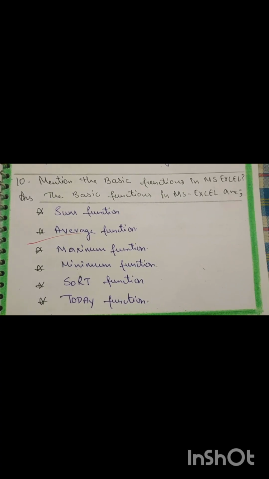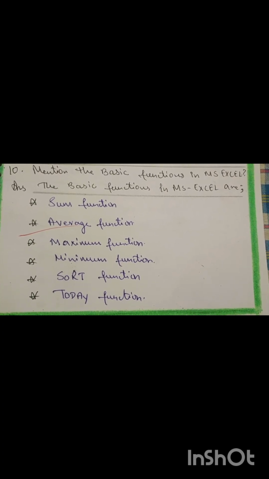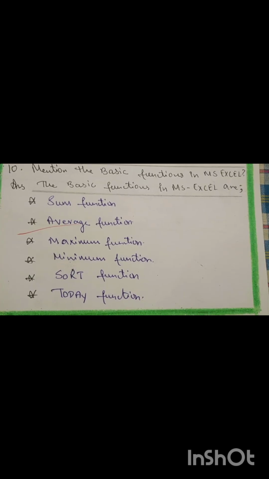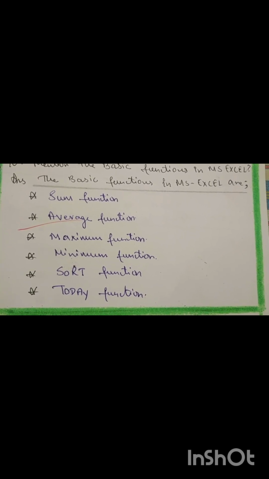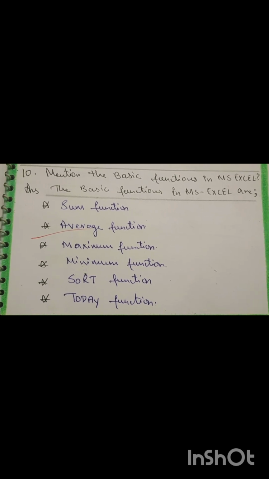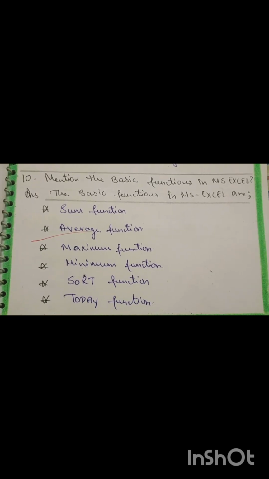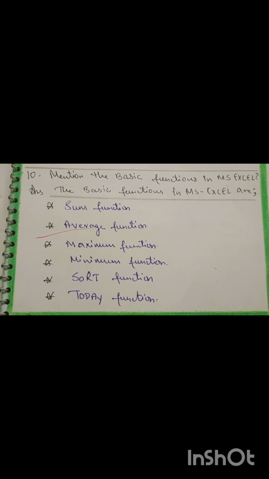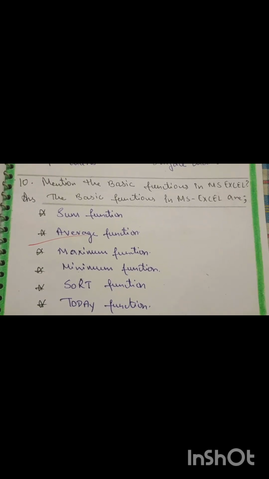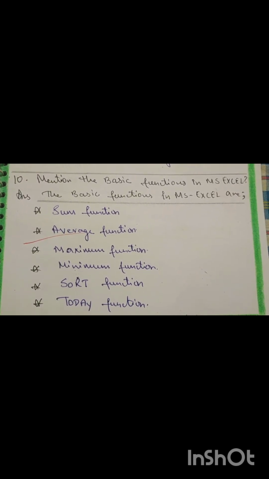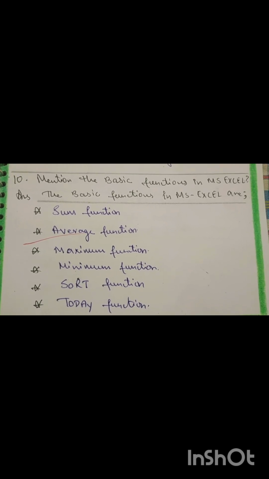As I said, the basic functions in MS Excel are the sum function, average function, maximum, minimum, sort function, and today function. These are the basic functions. In upcoming videos, I'll practically explain how to use them with formulas. And I'll give you an explanation of what a function is in MS Excel.